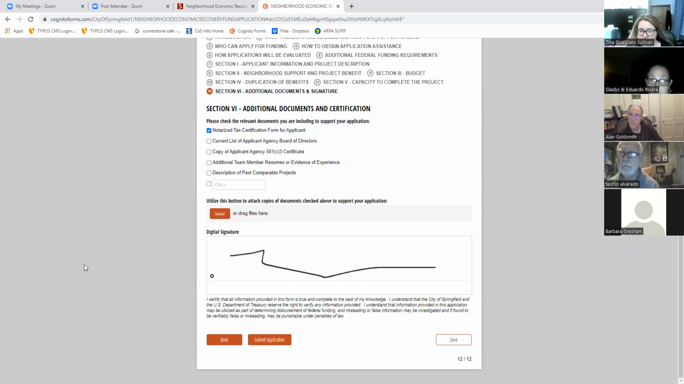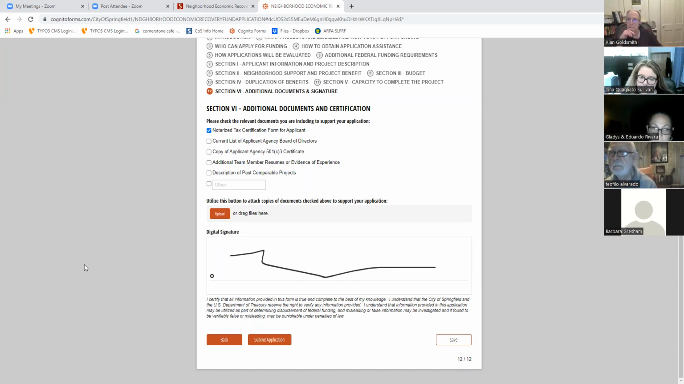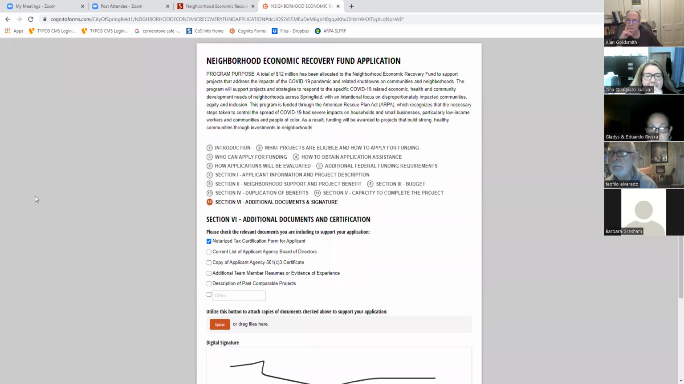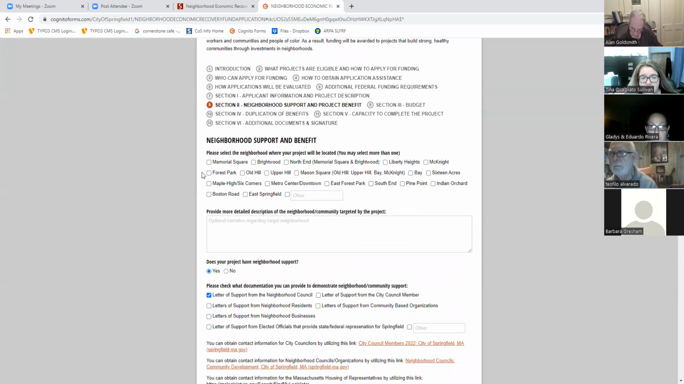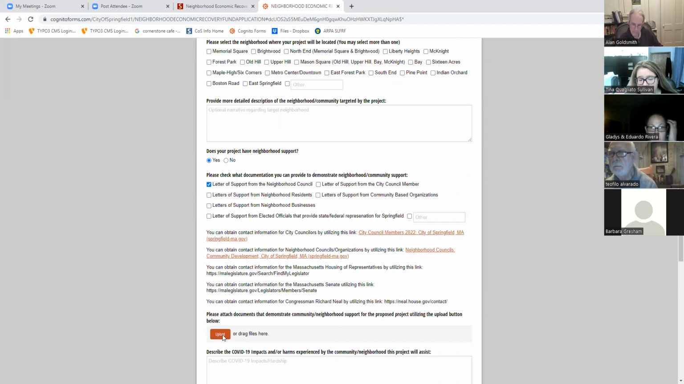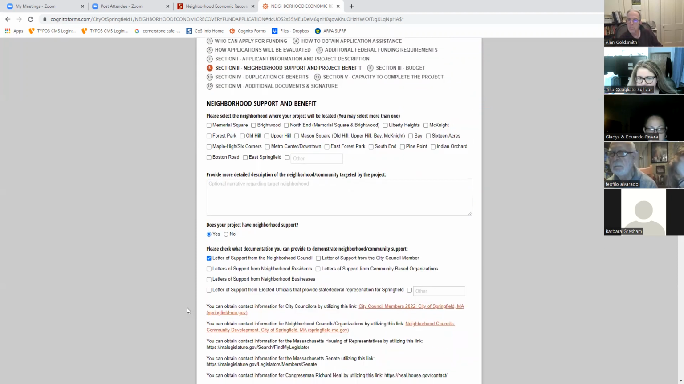Do we have questions now? So Tina, I have a quick question. Say if you got a letter from a state representative, is this where you would attach it? You would attach it. So honestly, you can attach it to any one of these little upload boxes. The best place to attach it is in this neighborhood support and project benefit spot right here. But it doesn't really matter where you attach it because they all kind of dump into the back end of the application, and I'll see the attachment either way. Okay, perfect. Thank you.